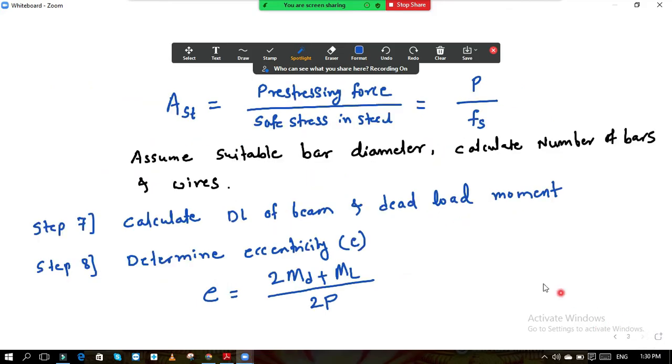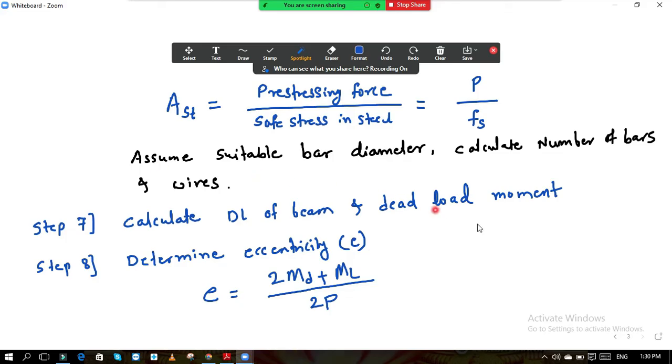After that, step number 6. So this is the formula. Again, area is equal to load upon stress. That formula we have written over here. Step number 7: calculate dead load of the beam and dead load moment. Step number 8: determine eccentricity E. So the formula is given, how to determine the eccentricity. Okay. Now using these 8 steps, we are going to design the beam.